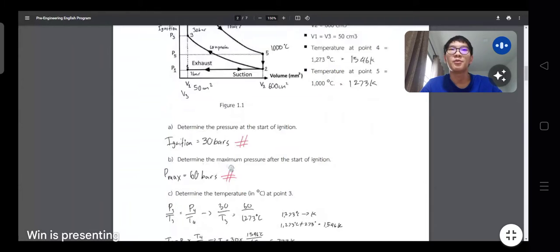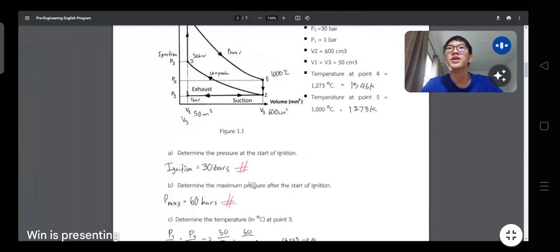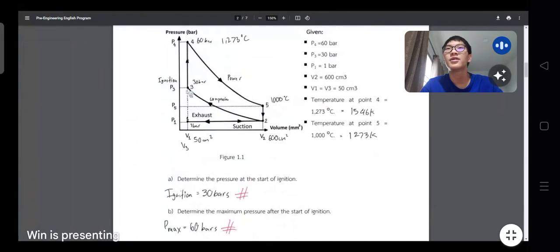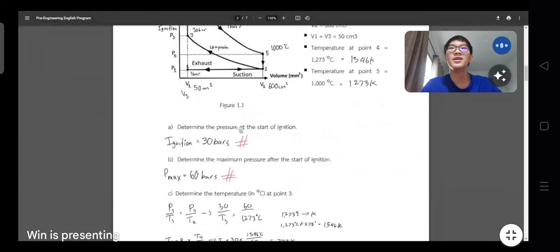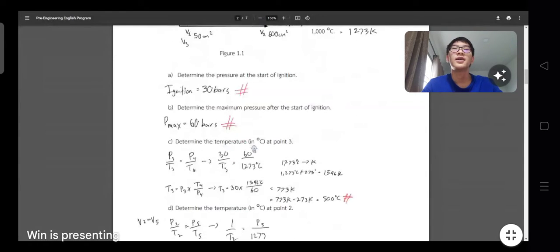Determine the maximum pressure after the start of ignition. So it's over here because after the start, this is the start and going up, 60 bars. For C, determine the temperature in Celsius at point 3.